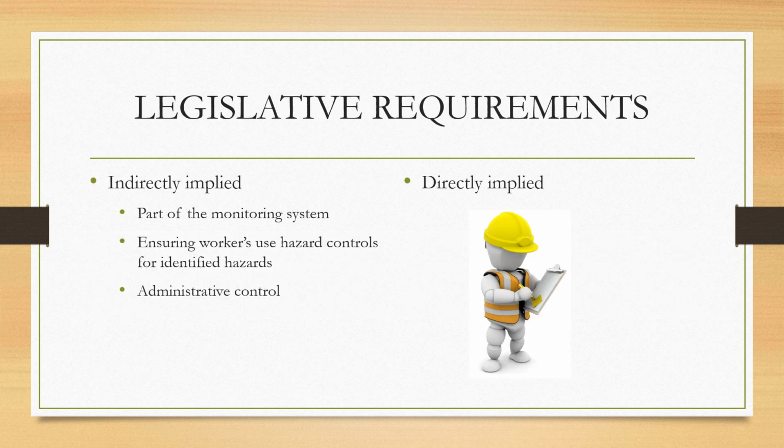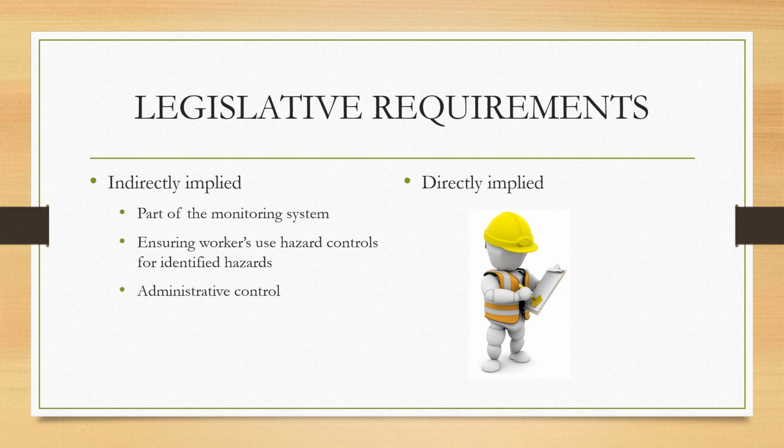Inspections are directly and indirectly implied in Alberta OHS legislation. Let's take a look at indirectly implied. Indirectly implied means there is no particular section in the Act or Code which states you, the employer, must inspect. When it comes to facilities or a work site, it implies that inspections are part of the monitoring system and employers are obligated to ensure workers use hazard controls for identified hazards. The inspections, along with directly implied inspections, are an administrative control.